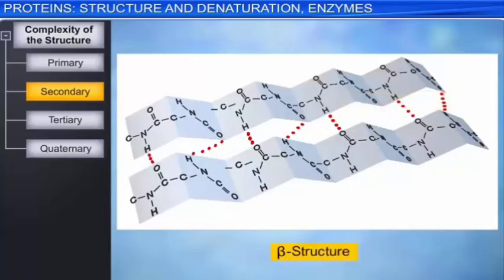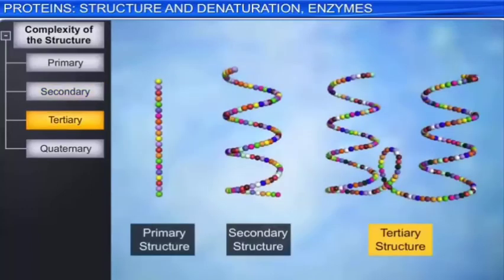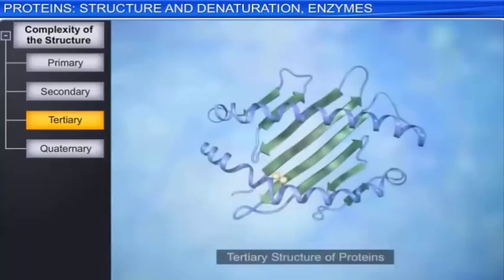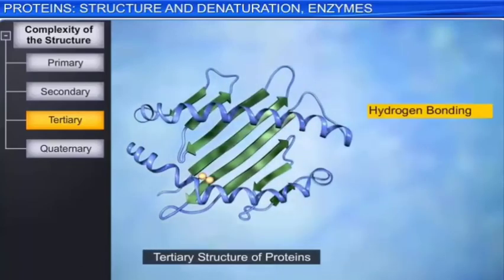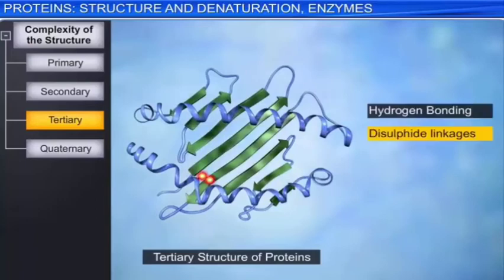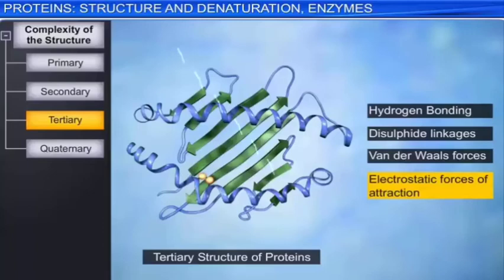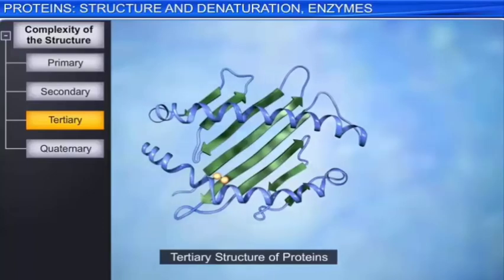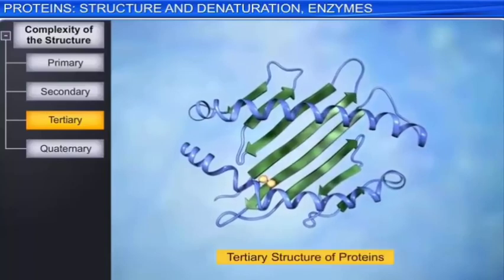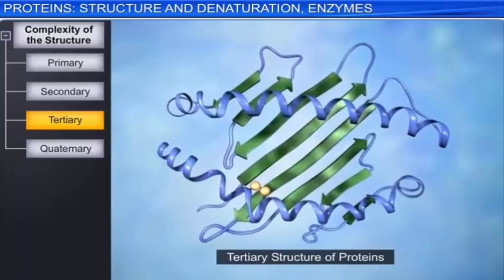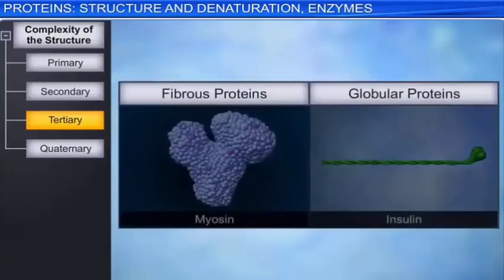The tertiary structure of proteins describes the further folding of the secondary structure. The tertiary arrangement of helices and sheets is held together by hydrogen bonding, disulfide linkages, van der Waals forces and electrostatic forces of attraction. Shown here is the tertiary structure of proteins. The further folding of the secondary structure gives rise to two major molecular shapes, fibrous and globular proteins.